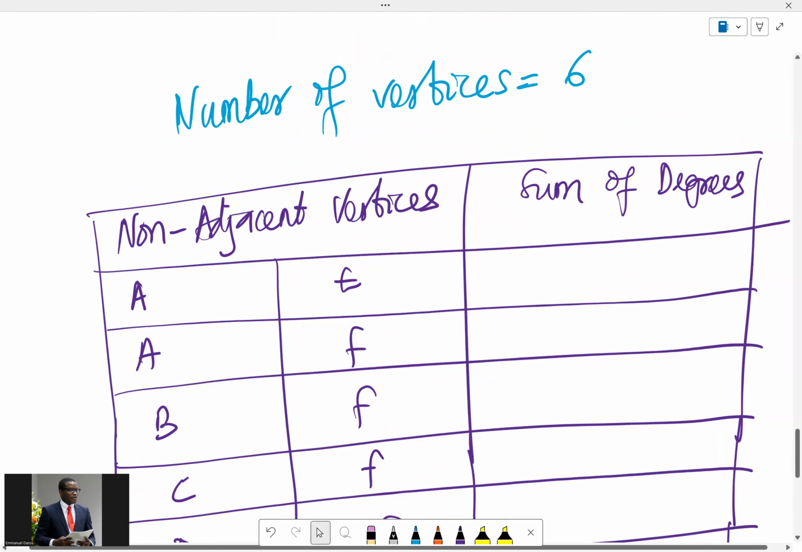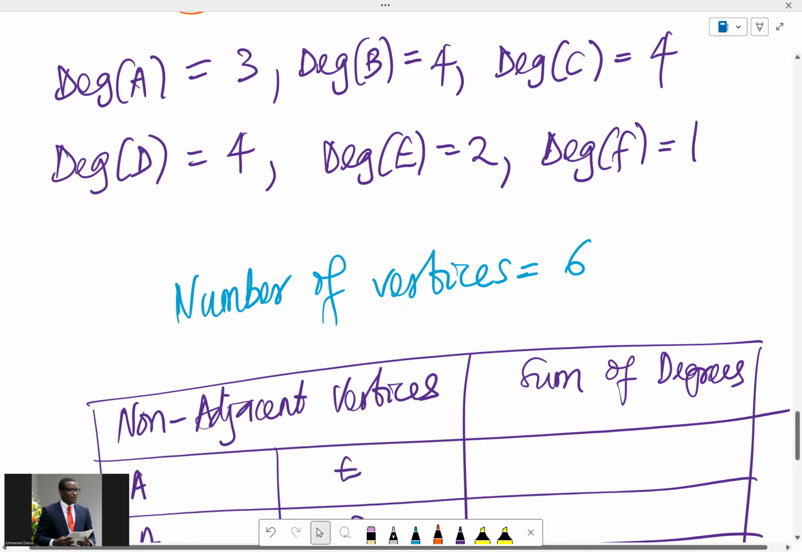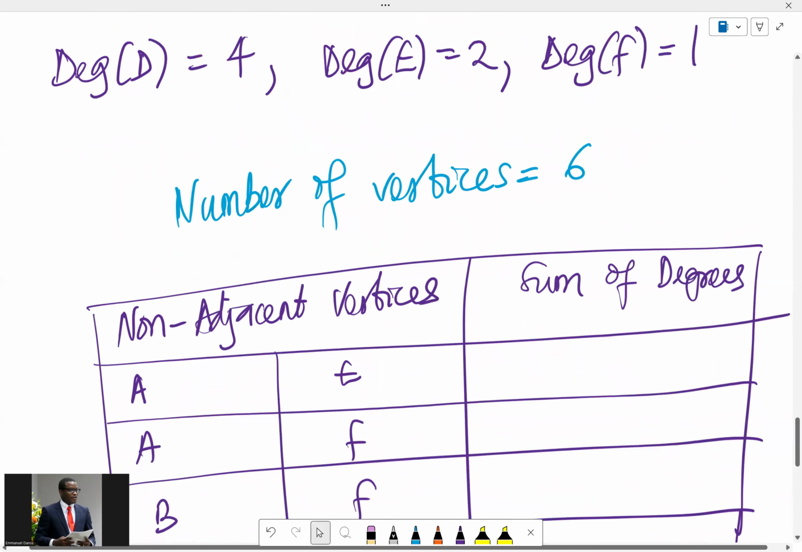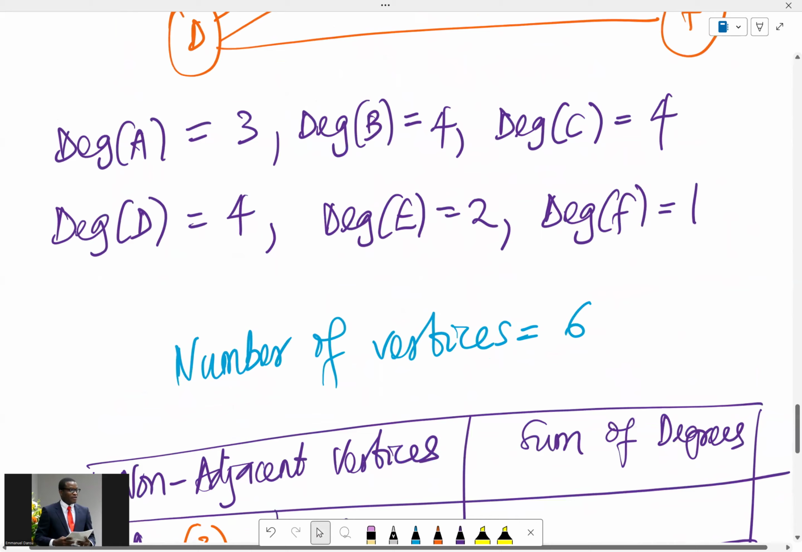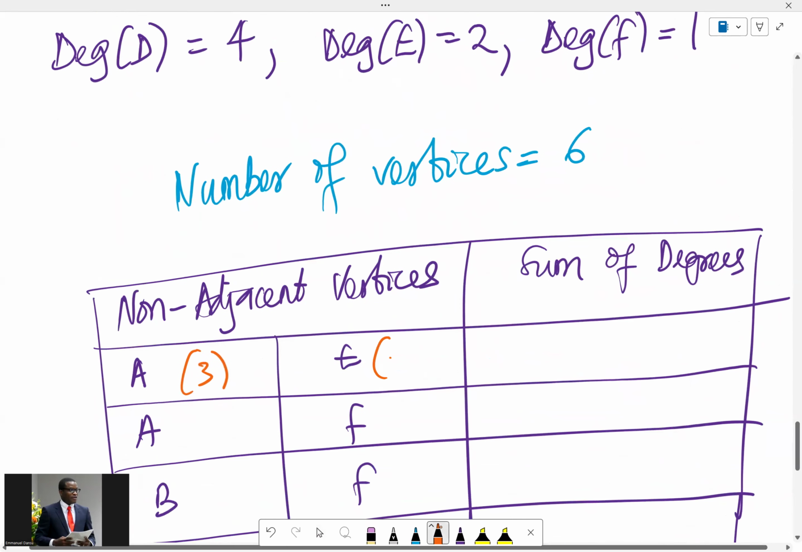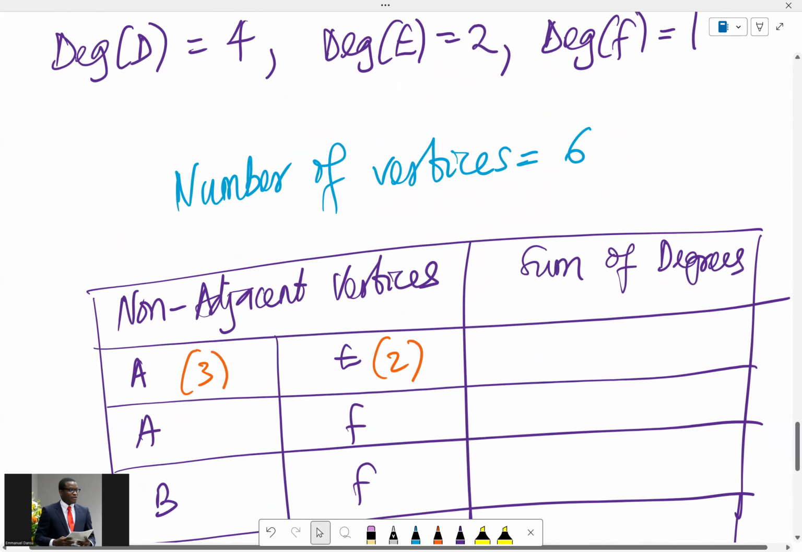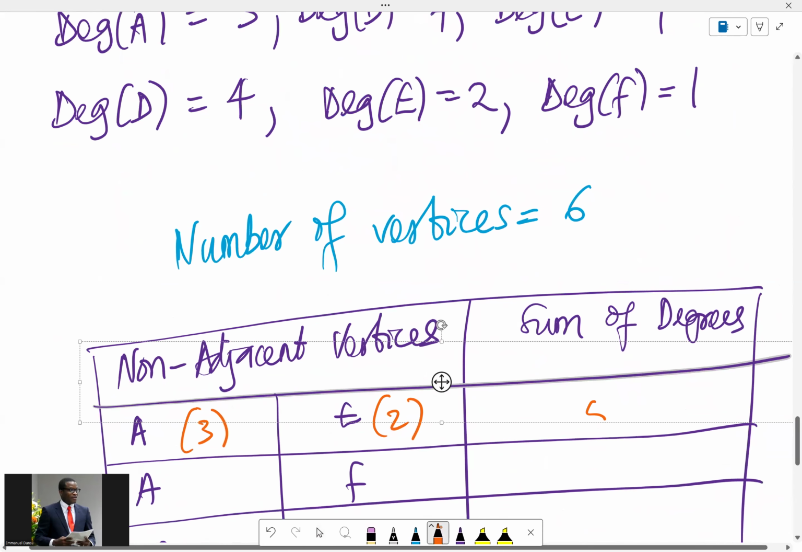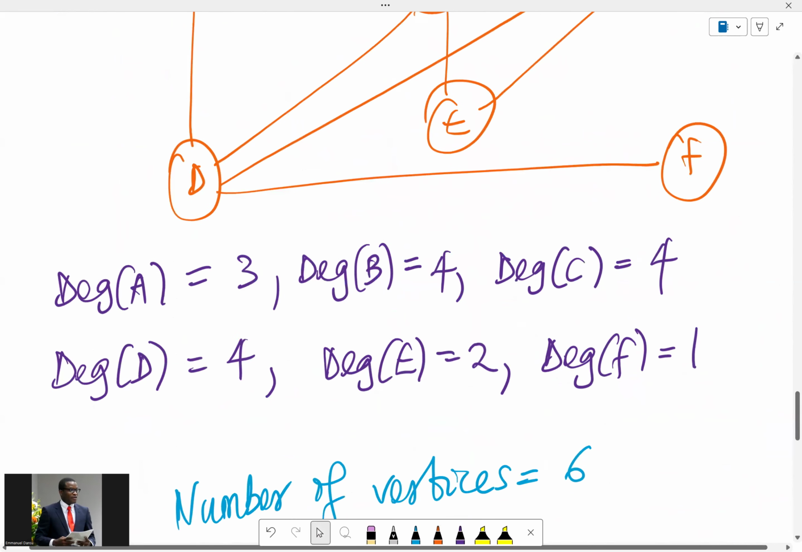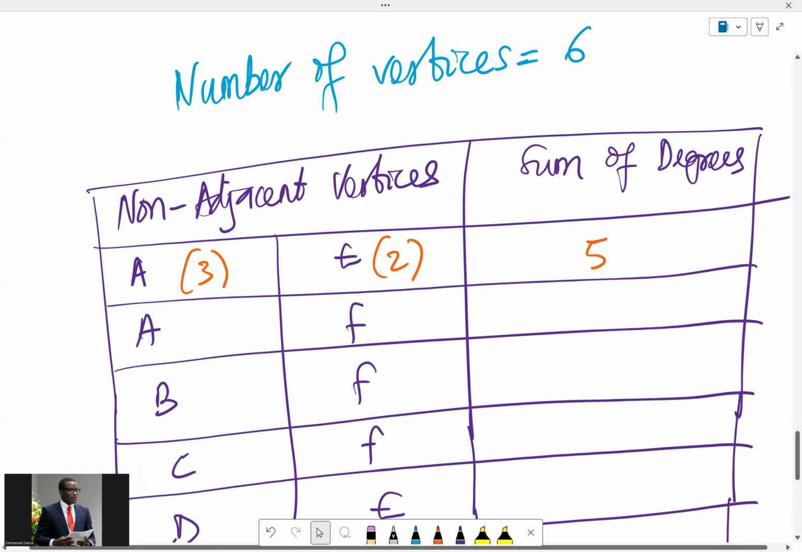Okay, good. So now we need to look at the degrees of each one. The degree of A is 3. The degree of E is 2. So the sum of everything is 5. So that's less than the number of vertices already. That means there's no Hamiltonian cycle based on this idea. So do we even have to keep trying? I don't think we have to worry anymore.